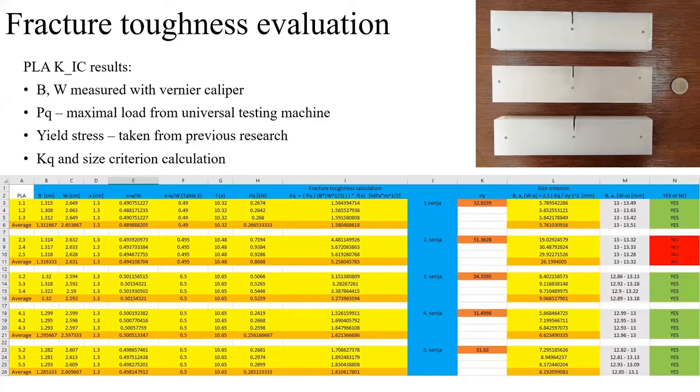Concerning fracture toughness tests, PLA specimens met the plane strain criterion, except the second batch, which had somewhat higher forces than the third batch, which had high forces because it is a full density specimen batch. The good values ranged between 1.5 and 3.3 megapascal square root meter. For the second batch, which created greater forces, the plane strain criterion is not met in that case.